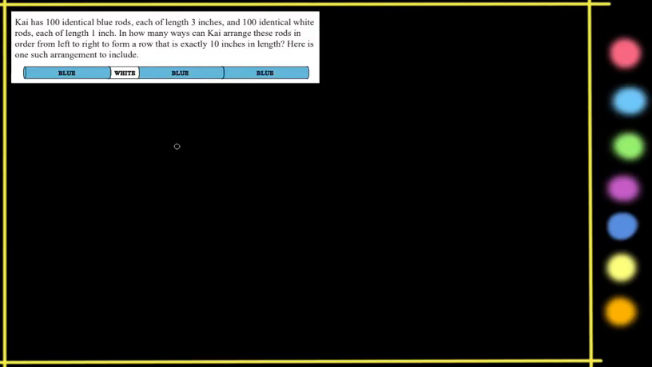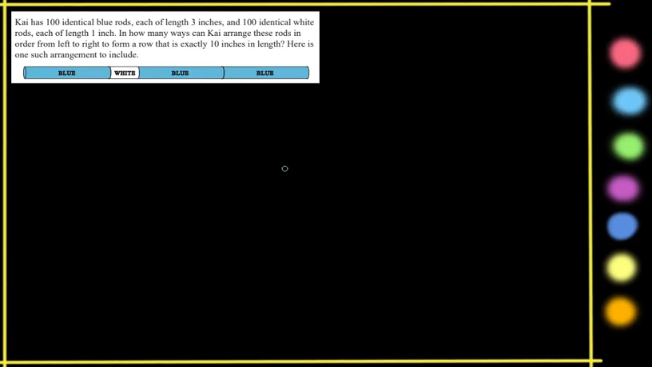All right, Kai has 100 identical blue rods, each of length 3 inches, and 100 identical white rods, each of length 1 inch. In how many ways can Kai arrange these rods in order from left to right to form a row that is exactly 10 inches in length? Here is one such arrangement: a 3-inch blue, then a 1-inch white, then two 3-inch blues.